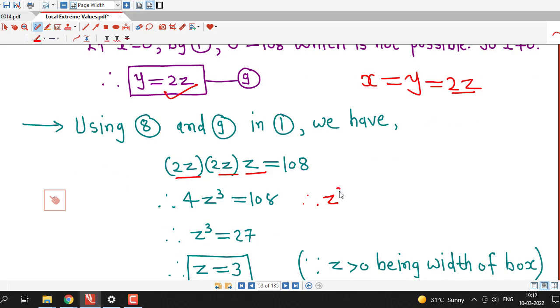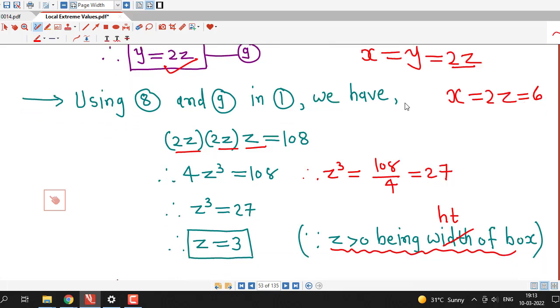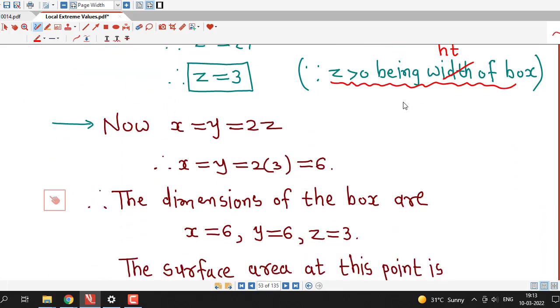From this we can write z cube equal to 108 divided by 4, that is 27, and therefore z equal to 3 or minus 3, but we consider the dimension of the box as positive, z being the height of the box. Therefore z is 3, and x is equal to 2z, and z is 3, therefore x is 6, and x and y are equal, therefore y is also 6.